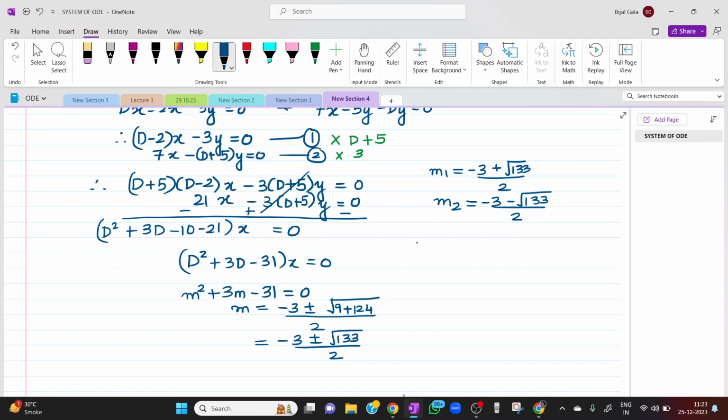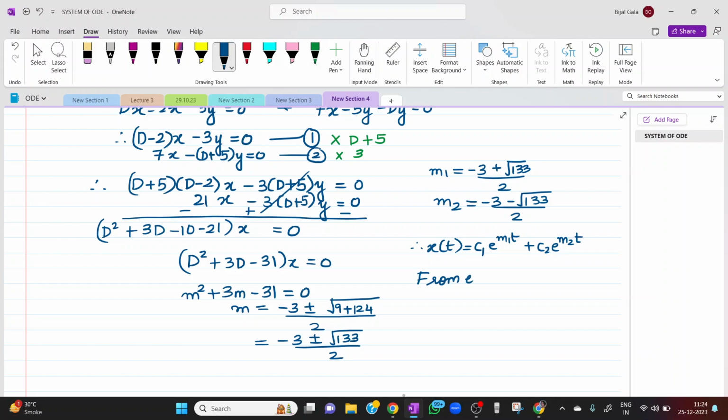What happens here is I will get x of t as c1 e raised to m1t plus c2 e raised to m2t because these are going to be real roots, right? The root of 133 will not have an i in it. These are real roots and they are distinct. So we are using that formula here. Okay. Now once you get x of t, we can use equation number 1 to find y of t. How will we do that?